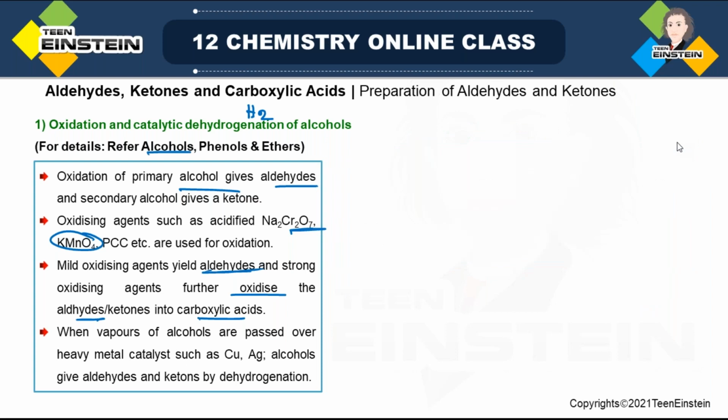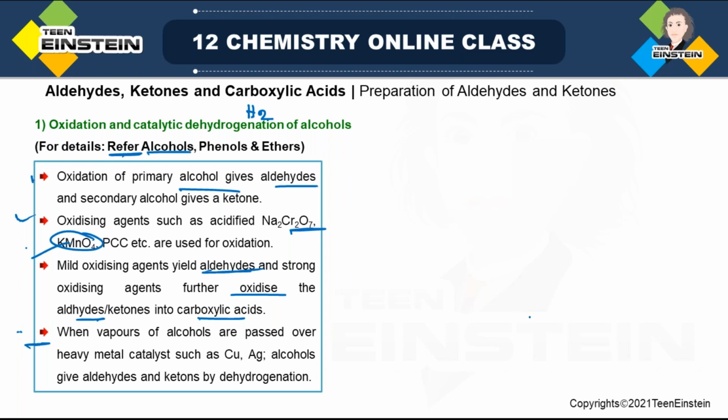Okay, details actually I have not mentioned here. You can check this chapter, alcohols, phenols, ethers. So up to these first 3 points are related to oxidation, and the fourth point is for catalytic dehydrogenation. If you are passing vapors of alcohols, which is basically the starting material, over heavy metal catalysts such as copper, silver, then alcohols will give aldehyde, and that is primary alcohol, and secondary alcohol, if it is present, it will give ketones by dehydrogenation process.